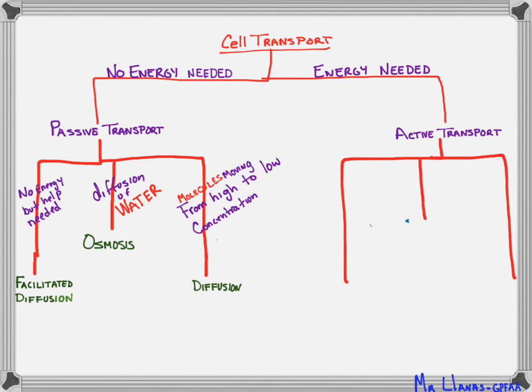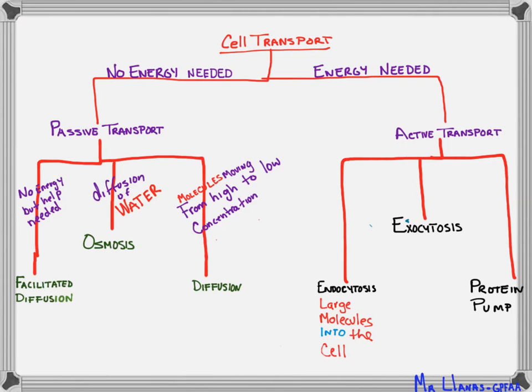Now, on the other side, active transport, okay, active transport does require energy, and examples of active transport are endocytosis, exocytosis, and protein pumps. Okay, endocytosis, just like the word says, endo, within, to bring in, is when cells bring in large molecules into the cell. Okay, and that's endocytosis. Exocytosis is the opposite. That's where large molecules are brought out of the cell. Okay, especially waste. The cell removes waste from within the cell through exocytosis.